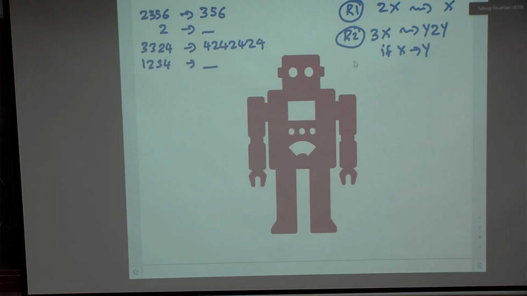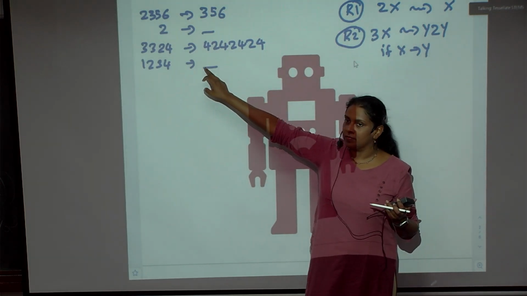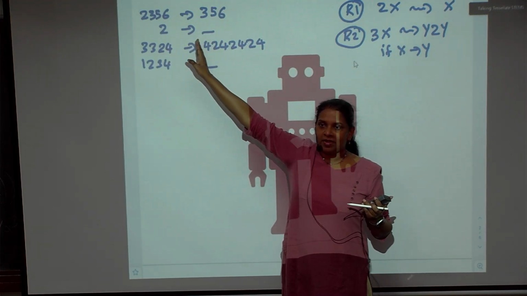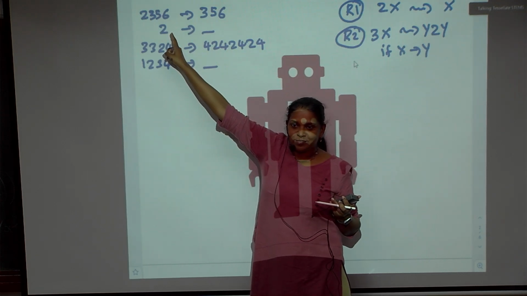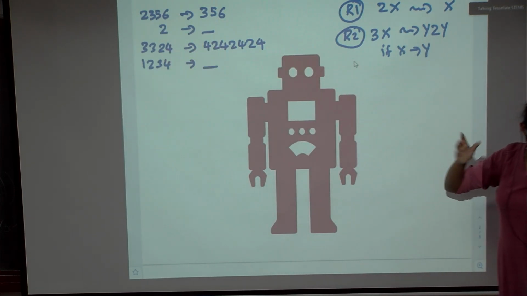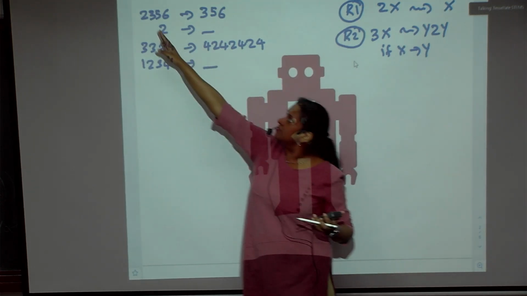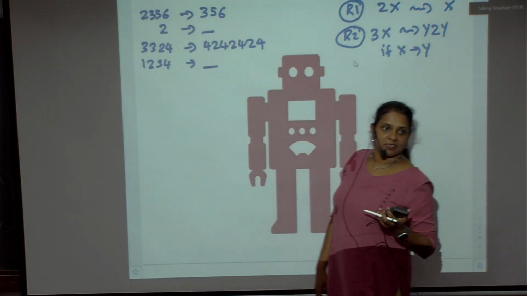If the input starts with any other digit, it's going to give you nothing. That is what happened here. If the input starts with a 2, it's going to give you what is remaining after the 2. Here it is starting with just a 2, so after that 2, there is nothing. So you again got a blank tape. And the first one you can see, 2356. So after the 2, what you get is this 356.